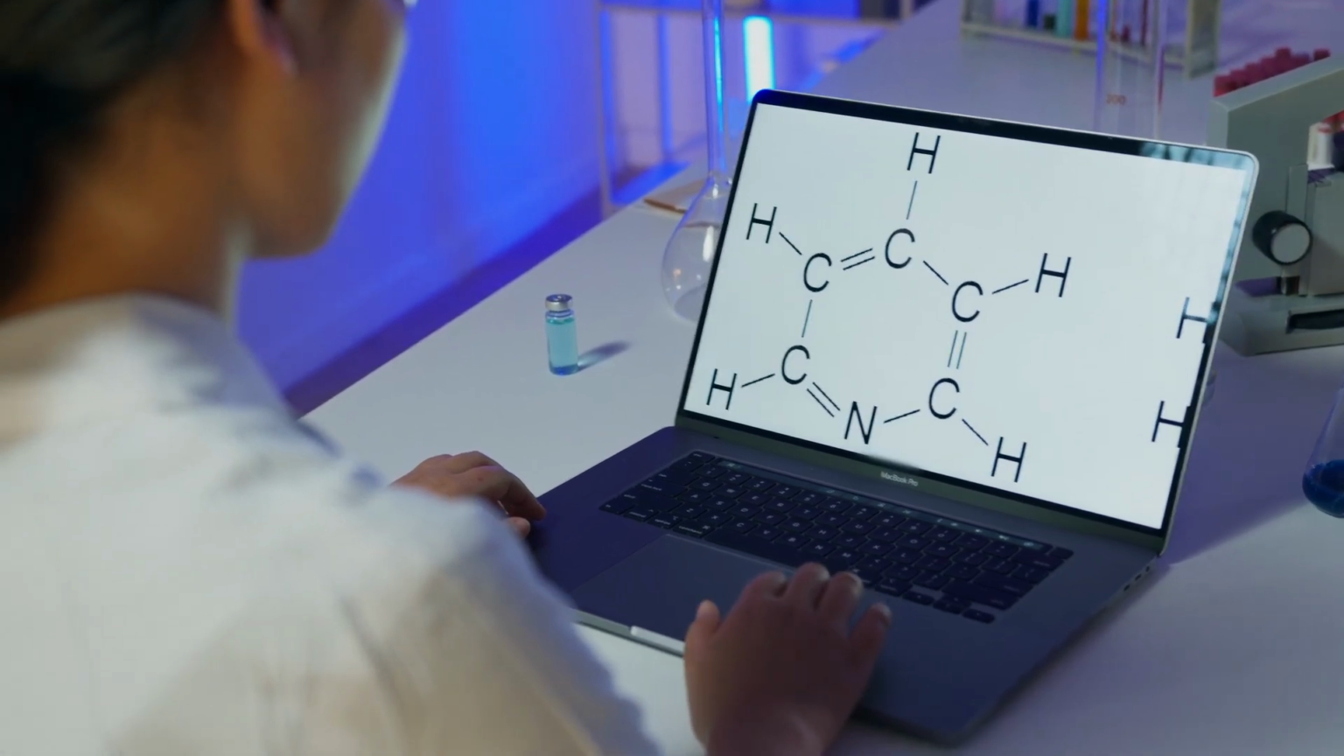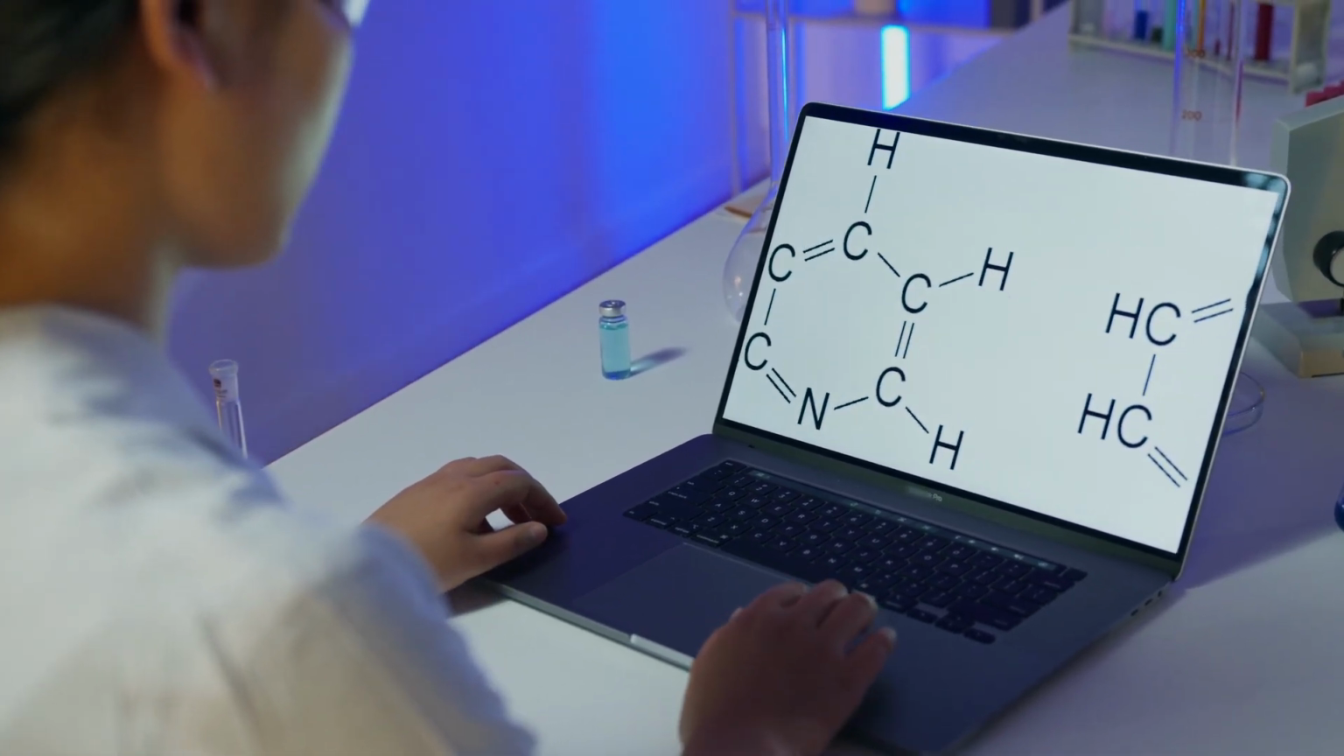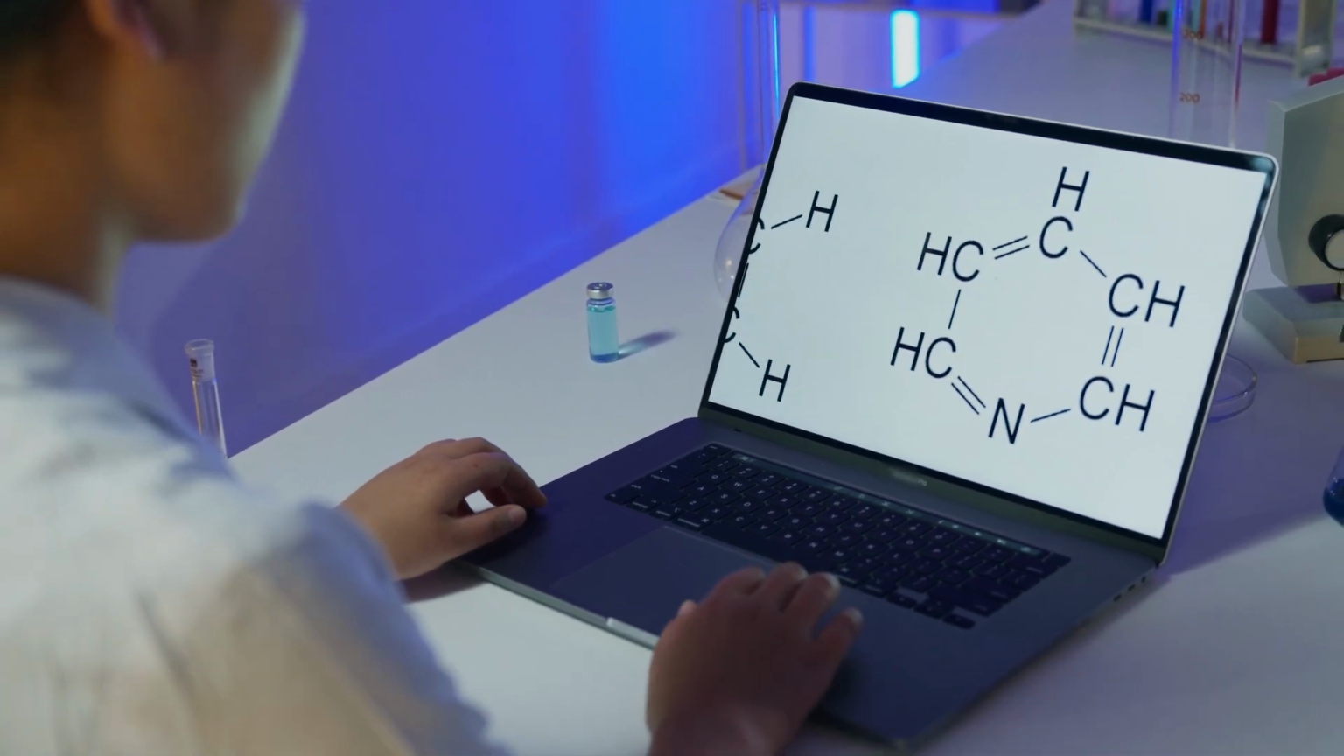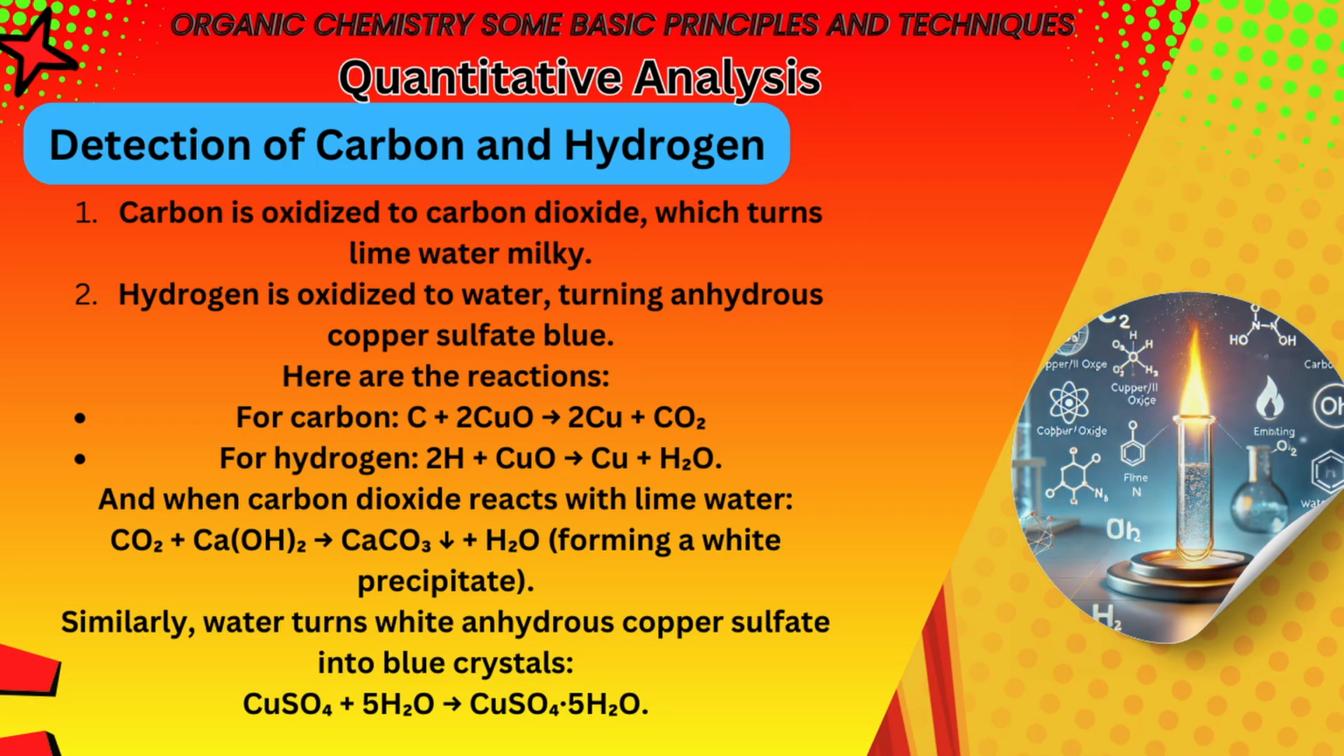From carbon and hydrogen to nitrogen, sulfur, halogens and even phosphorus, chemists have developed fascinating tests to identify these elements. Let's start with carbon and hydrogen. To detect these, we heat the organic compound with copper oxide.